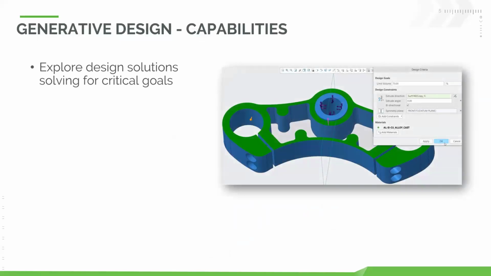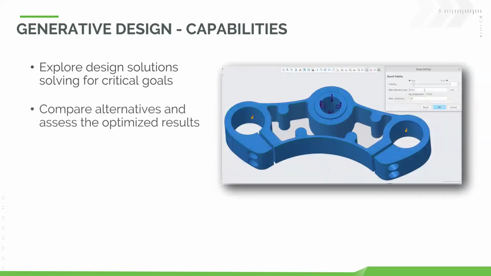In terms of capabilities, what you're starting with is laying out the setup of your study. You're laying out your goals, your constraints, your requirements for the product that you're working on. You're laying out your materials, physics, the manufacturing constraints that you have, and then you would let generative do designs for you.